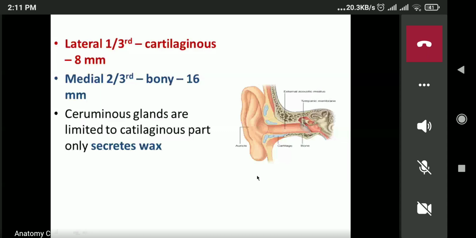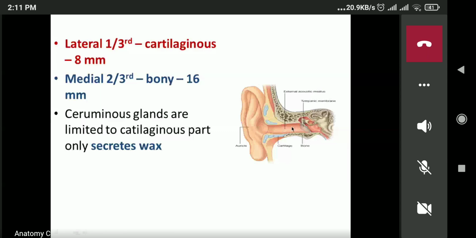Or you can say the external acoustic meatus is divided into the lateral 1/3 and the medial 2/3. The lateral 1/3 is the cartilaginous part, so this part is made up of cartilage, and the medial 2/3 is the bony part. The cartilaginous part measures around 8 millimeter, whereas the bony part measures around 16 millimeter. So 8 millimeter and 16 millimeter.